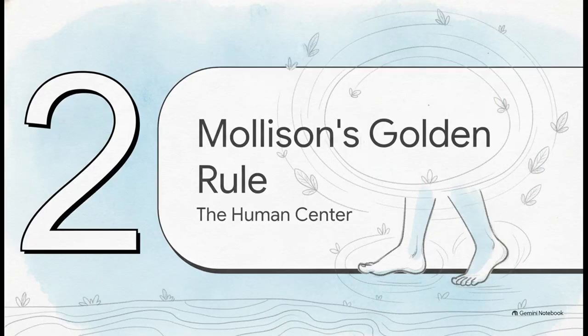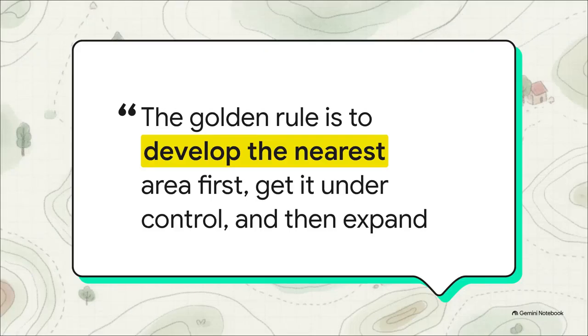Moving on to Section 2, Mollison's Golden Rule. To really analyze how these zones stretch, we first have to understand the human step that kicks off the entire design process. And this crucial point comes straight from permaculture co-founder Bill Mollison. Think about it. The human element is literally the center of gravity in our system. His golden rule says we need to develop the nearest area first, get it under control, and then expand outwards. Our daily movements radiating from that center, our zone zero, right, are exactly what dictates the shape of that expanding perimeter. We are the energy source. The frequency of our visits is what actually determines the zones.